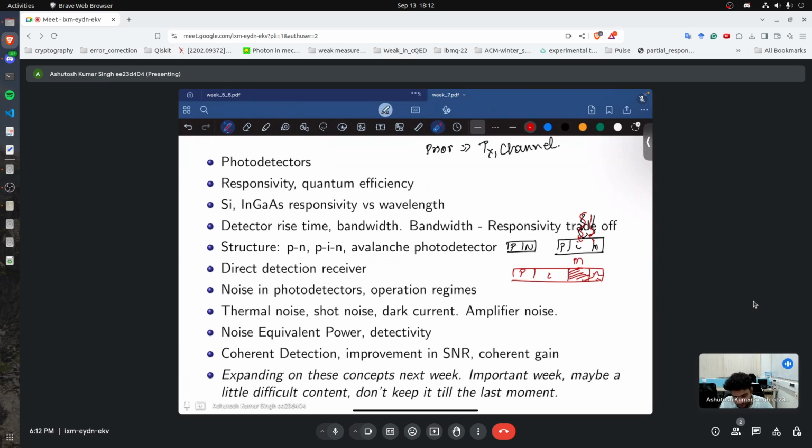After that, we looked at some of the detection schemes, such as direct detection, which just detects the intensity. Then we looked at noise in photodiodes and the different operating regimes. Some of the noise sources in photodiodes are thermal noise, shot noise, and dark current. We also slightly considered amplifier noise, but it will be dealt with more in the coming weeks where we go into fiber amplifiers. And then we looked at NEP, noise equivalent power.